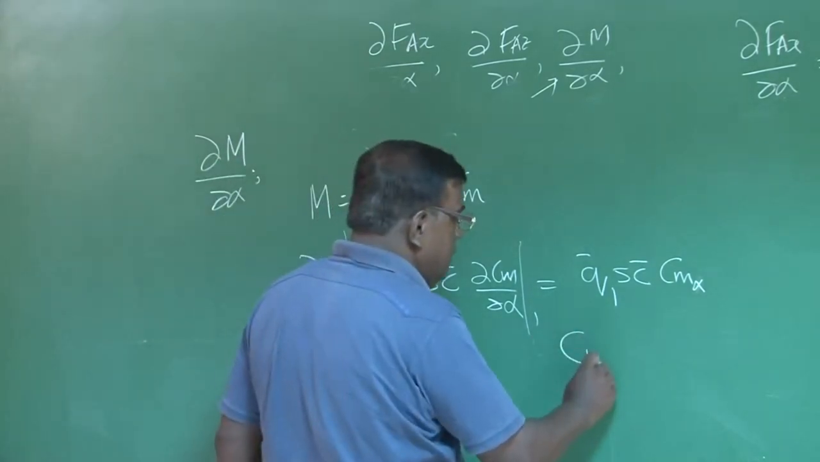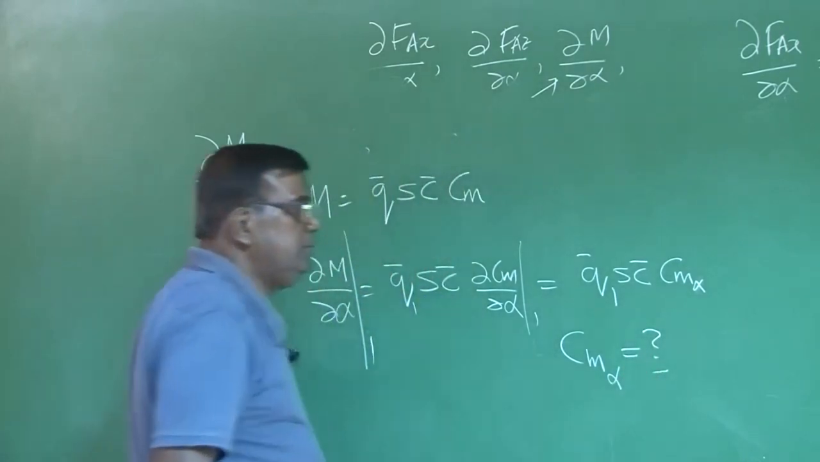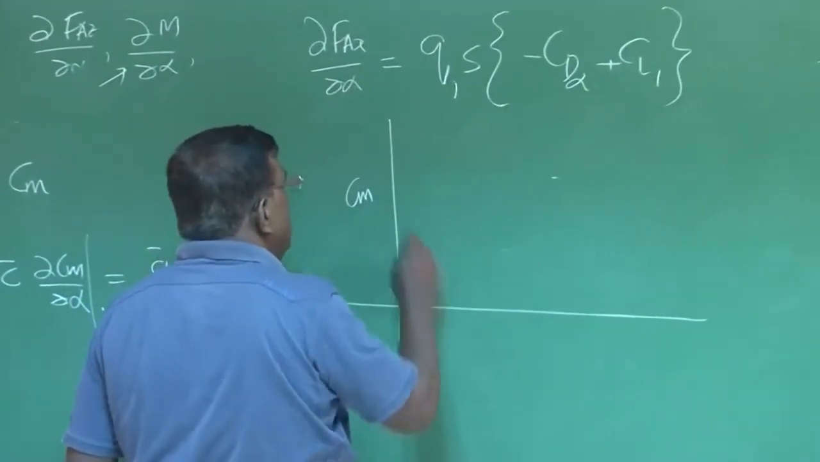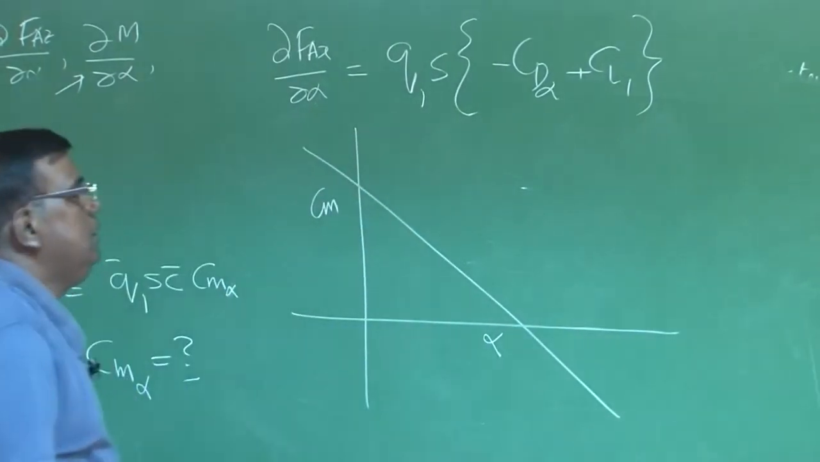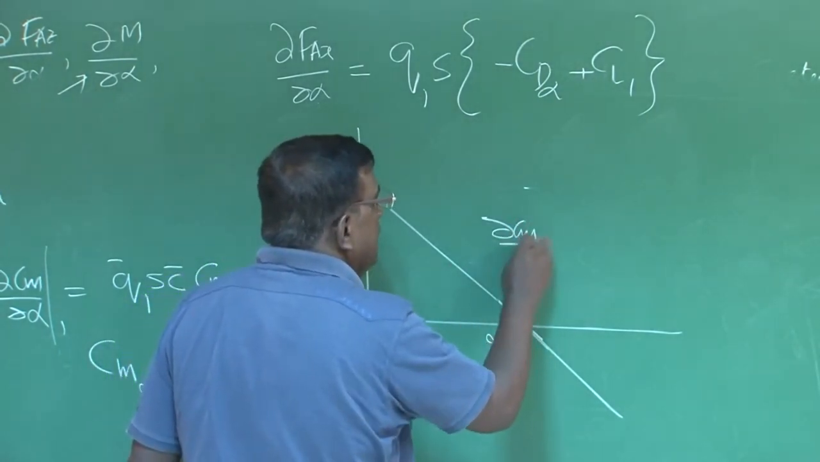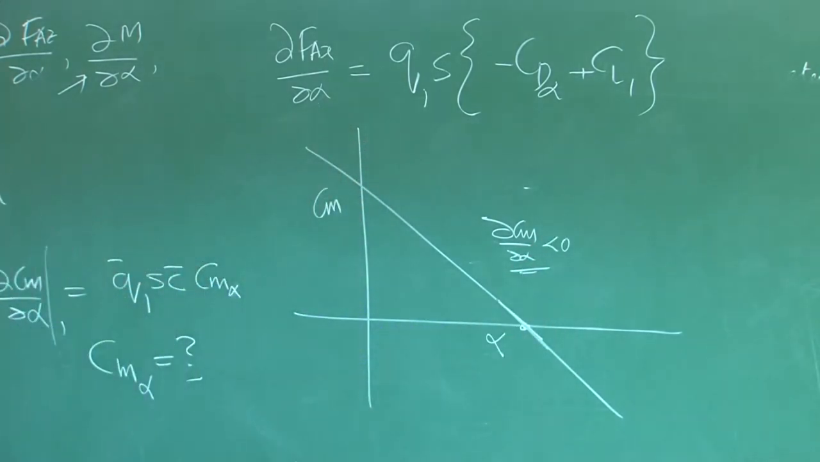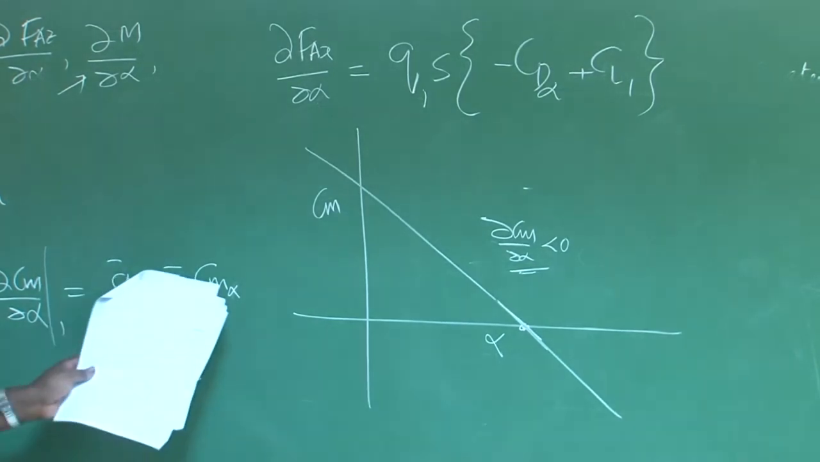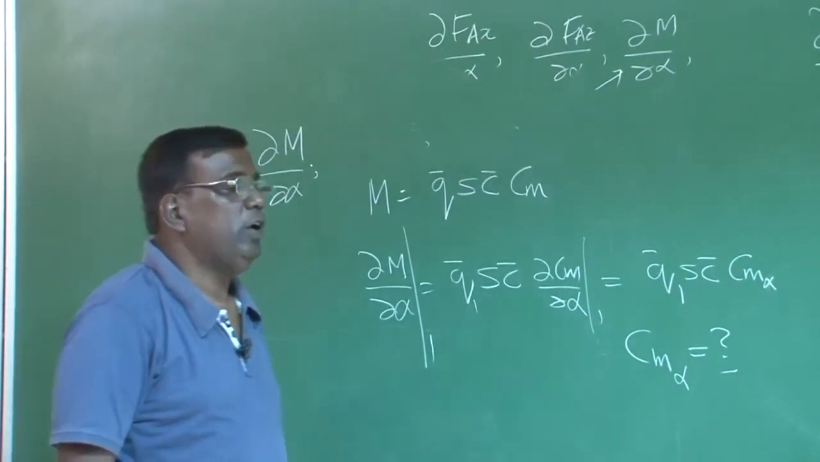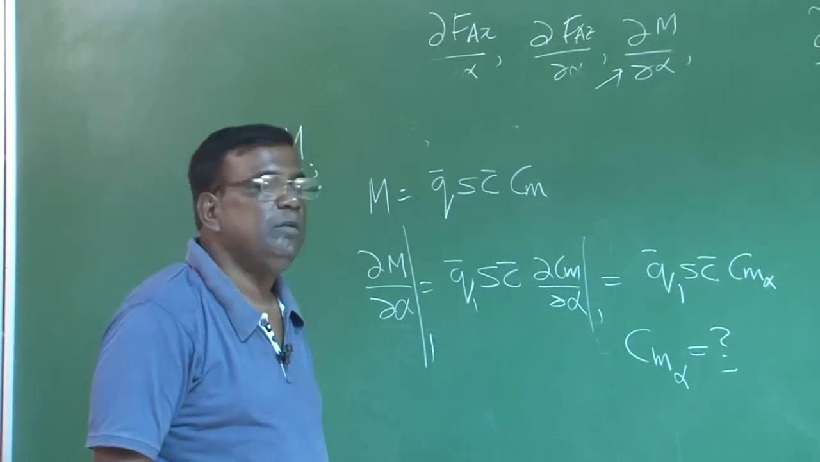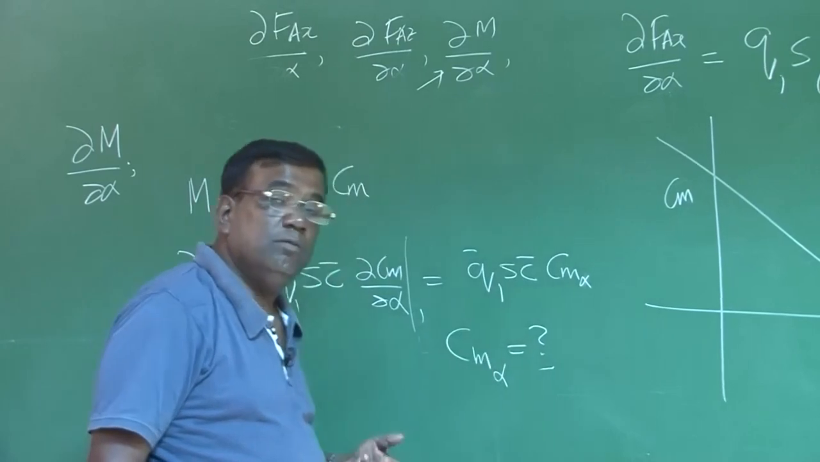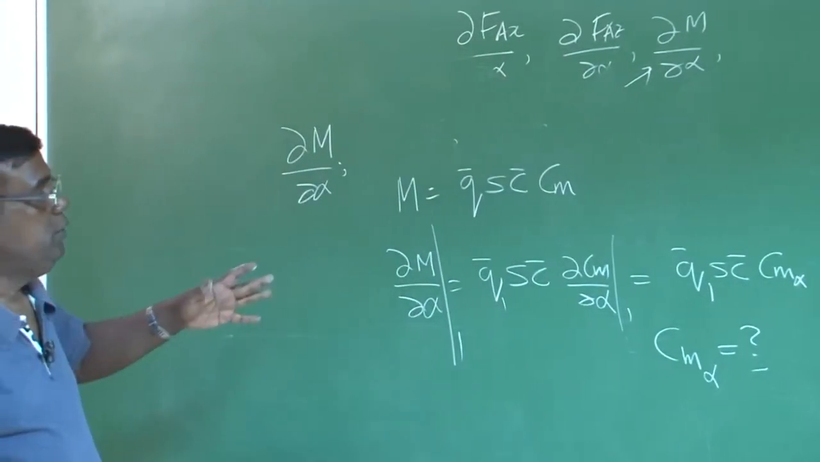What comes to your mind when you see cm alpha? Recall static stability. When we plotted cm versus alpha, we said that for the airplane to be statically stable about a trim, the slope should be negative. So dcm by d alpha should be less than 0. This is the condition for static stability, so typically this value will be negative. You cannot go on making this more and more negative, because more stable means difficult to control. So there is a typical range of values a designer will select for an airplane to have adequate, comfortable static stability, which are known.